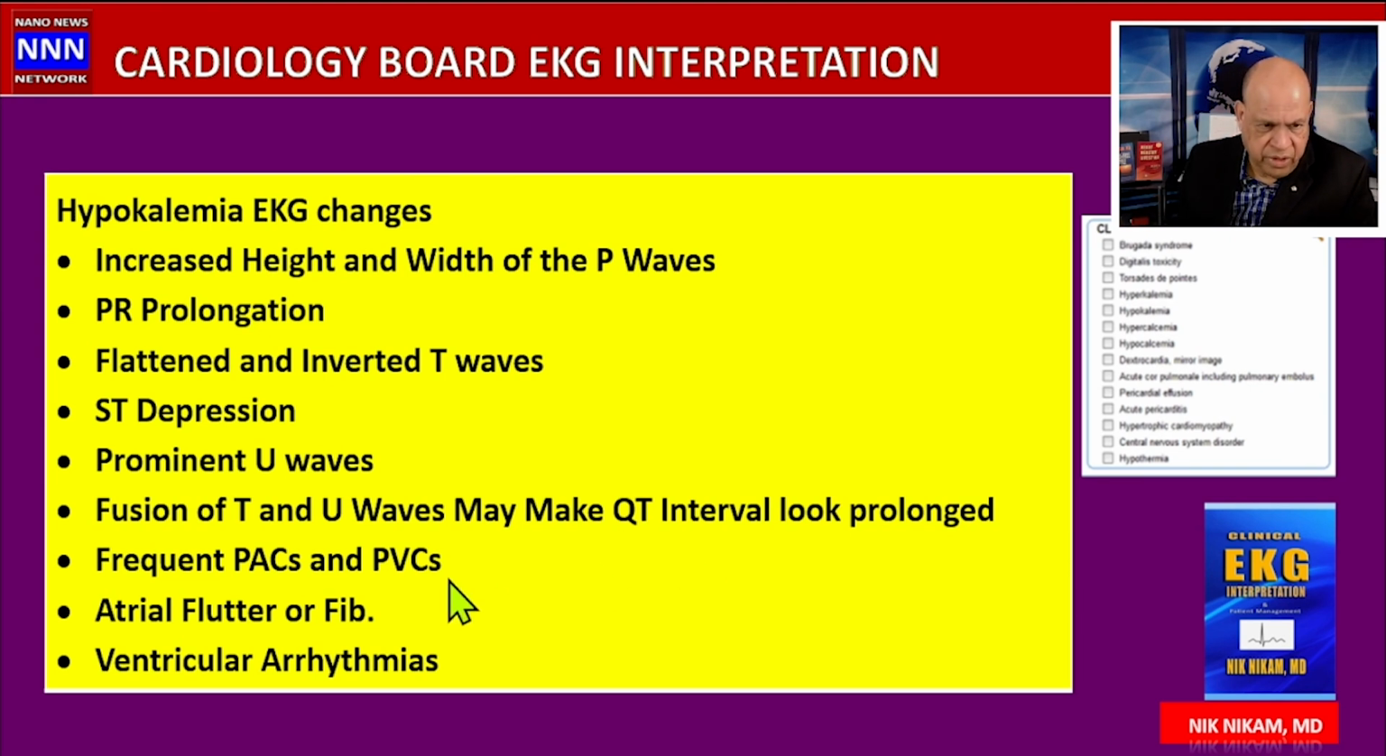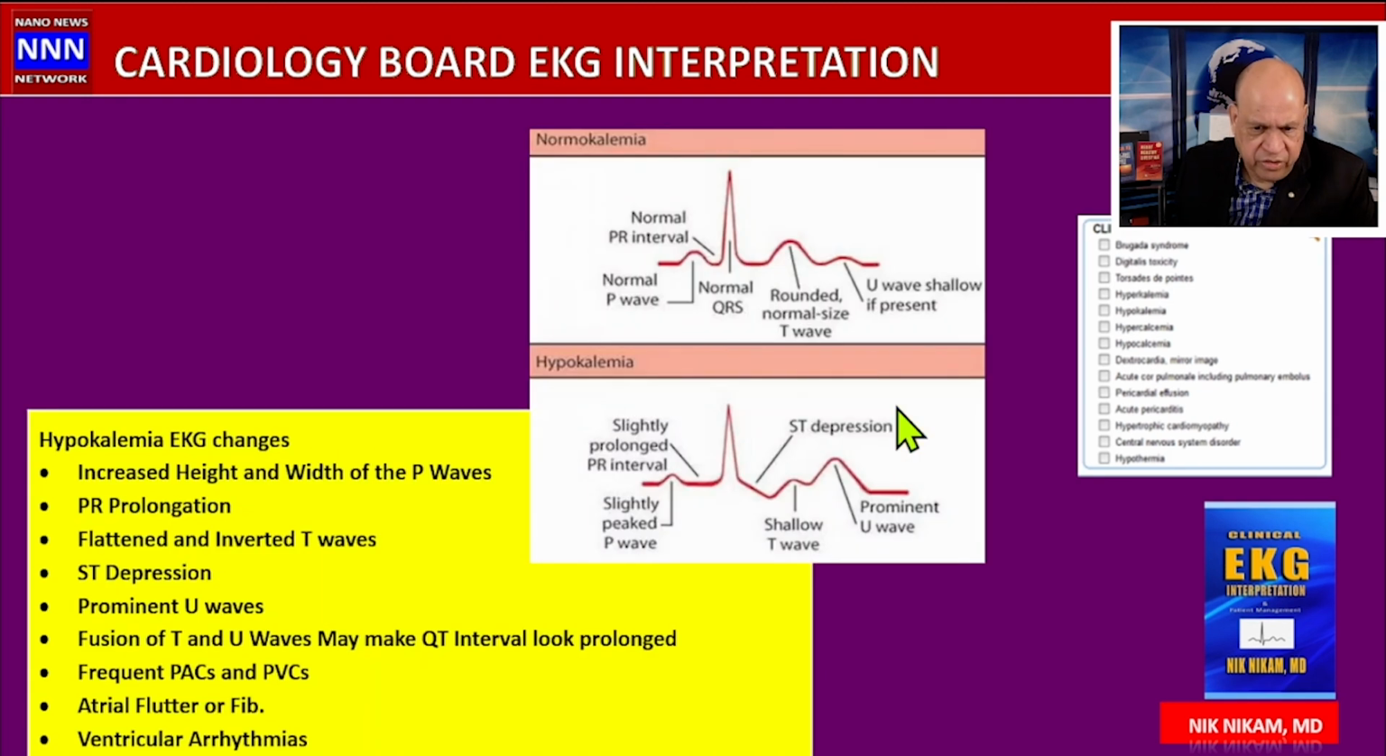Of course, when you have low potassium, patients are prone to have PACs, PVCs, atrial flutter or fibrillation, and even ventricular tachycardia or arrhythmias. And here is another example of an expanded version of the things that you can see in patients with hypokalemia.